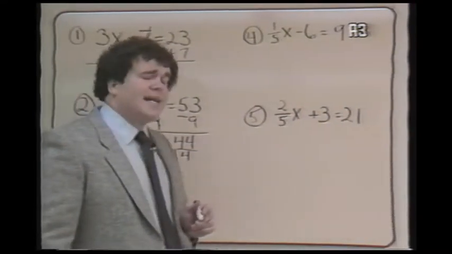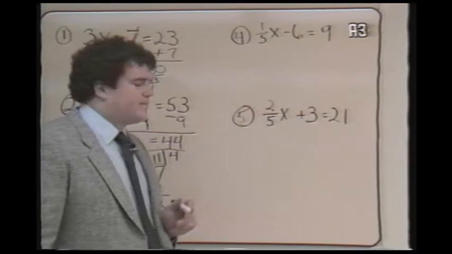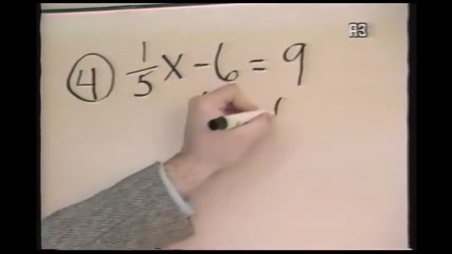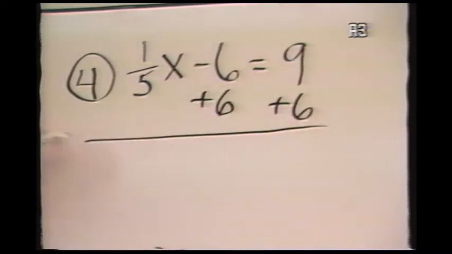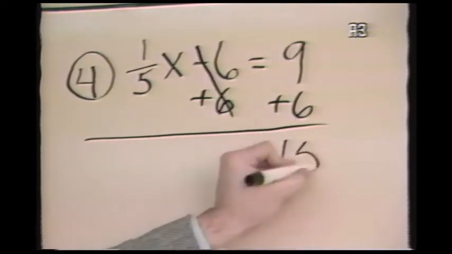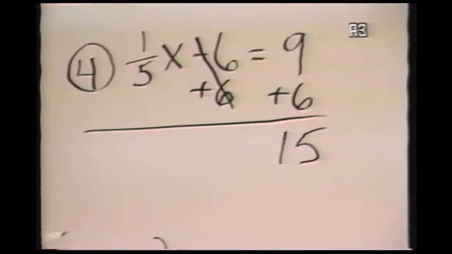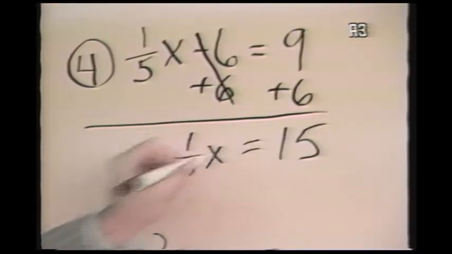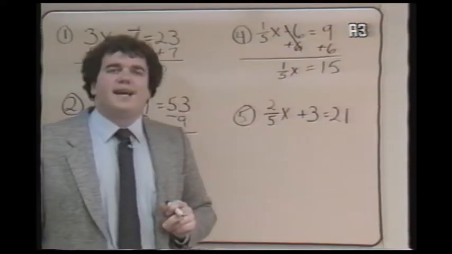1/5 x minus 6 equals 9. That minus sign should have a plus sign under it. Minus 6 plus 6. They cancel out. We no longer have numbers on the left side of the equal sign. 9 and 6, 15. So if 1/5 of x equals 15, what does x equal?